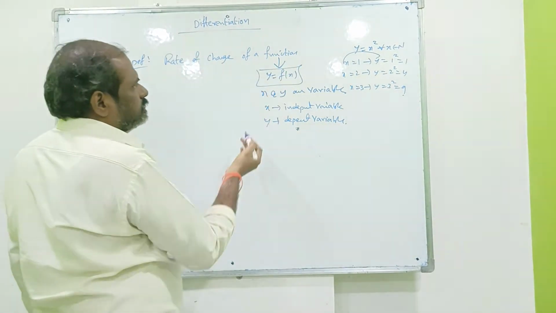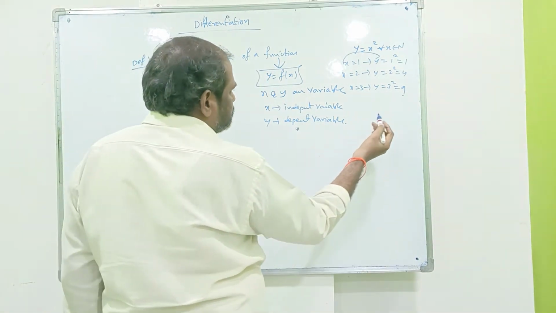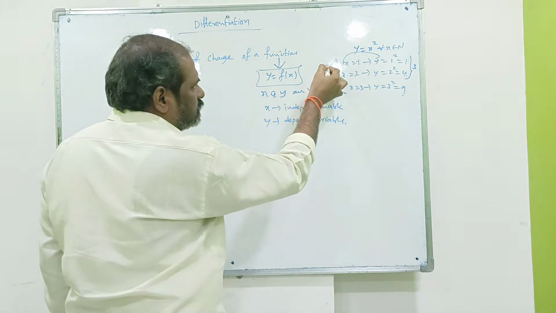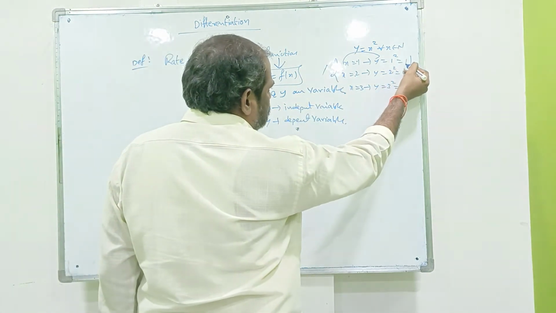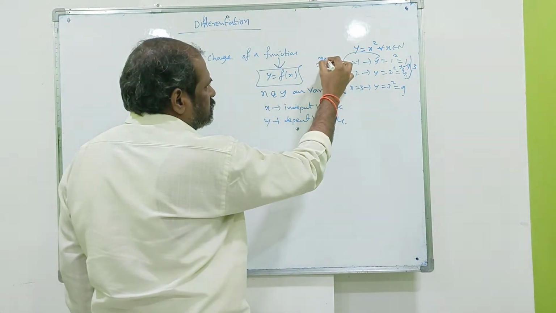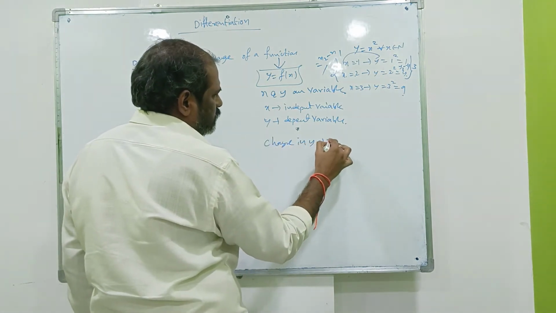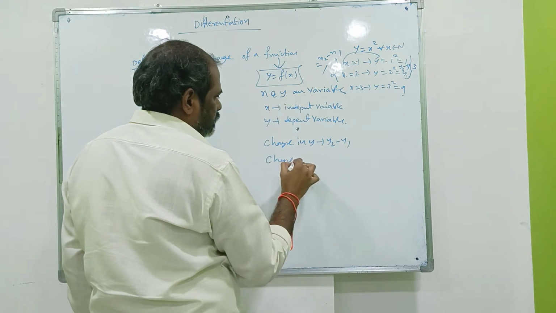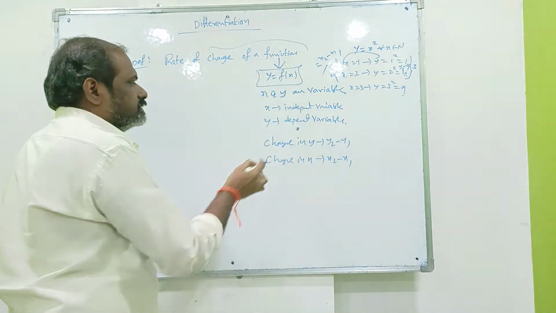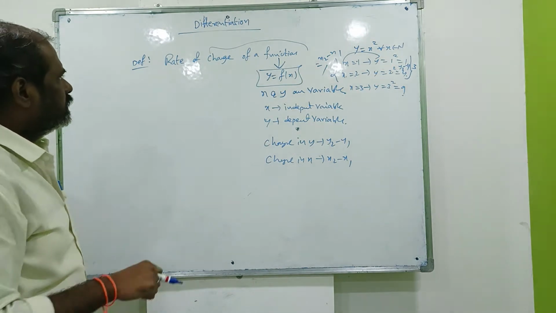So changes of a function means changes of the variables. How to get the change in x? 4 minus 1 is 3. 2 minus 1, we get 1. For example, this is y2 and this is y1, so we get y2 minus y1. This is x2 and this is x1, so that is x2 minus x1. So change in y is y2 minus y1, and change in x is x2 minus x1. These are the two changes of a function.